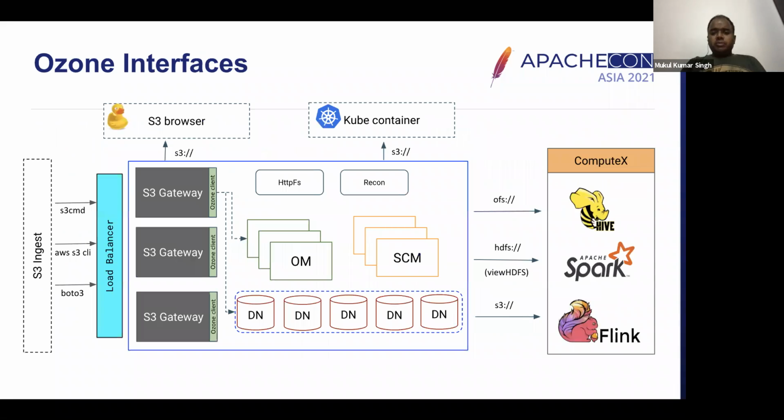Okay, so this is the previous slide, but in a little more detail on how the access points look. On the left, we have the S3 ingest. All of your S3 commands come that way, and they go to the S3 gateway. Then you can also access Ozone via the S3 browser, as well as using a Kubernetes container over S3. And on the right, you have the traditional big data workflows. Applications like Hive, Spark, and Flink can talk to Ozone via the Hadoop compatible file system. And then we have Ozone sitting right in the middle.